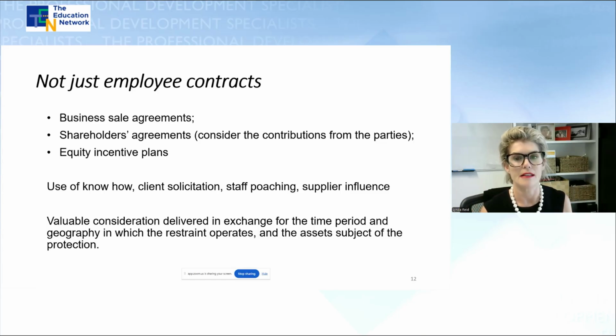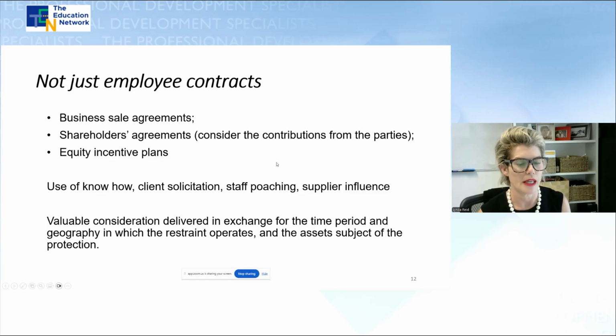There is a key transaction that can have value attributed to it that explains why the restraint is reasonable, because you can point to assets, you can point to those types of things. So when you've got valuable consideration delivered in exchange for a particular time period and a particular geography and particular assets, then it's easier to say, well, I have just given you a whole lot of financial compensation. I expect you to allow me to preserve the business that I've just paid you for.